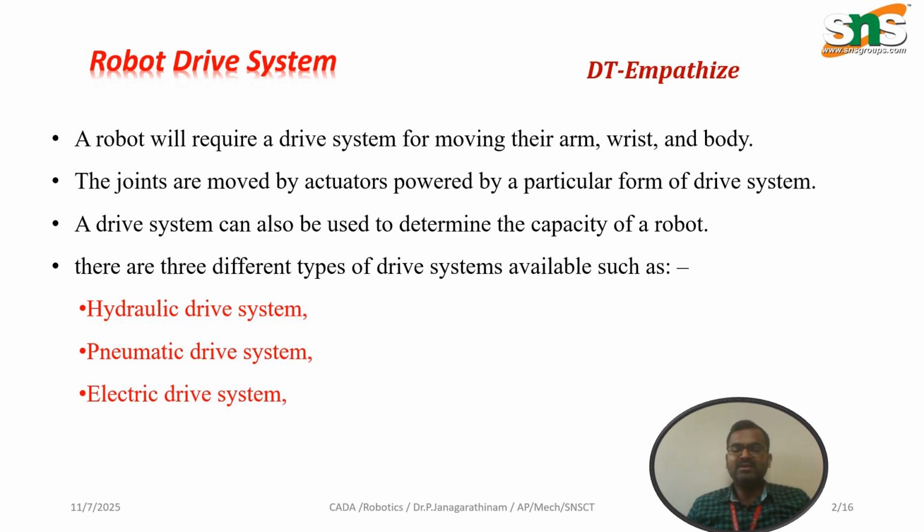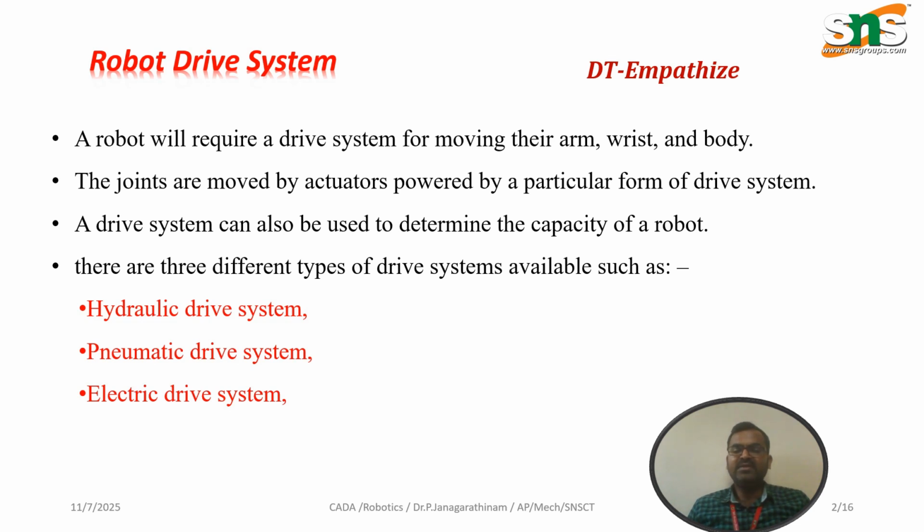How we drive this kind of robotic arm, wrist, or body means the joints are moved by actuators powered by a particular form of drive system. A drive system can also be used to determine the capacity of a robot, because the drive system determines the robot's speed, as well as how it can handle an object from one place to another. So all these things are calibrated or calculated by using this kind of drive system.